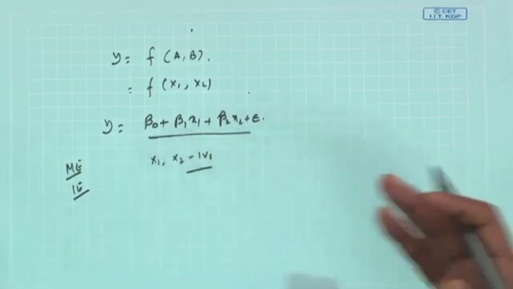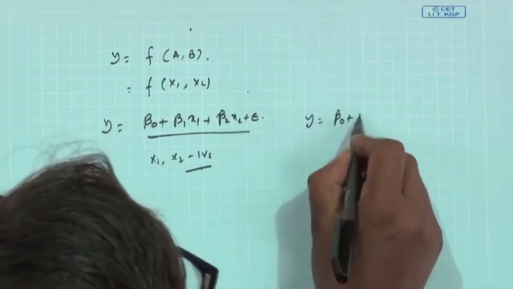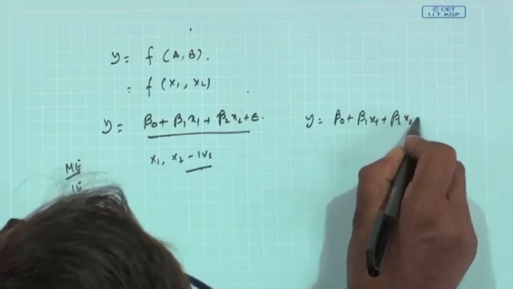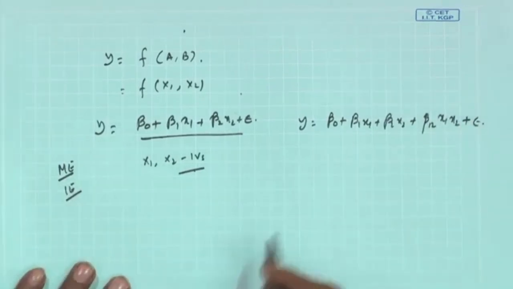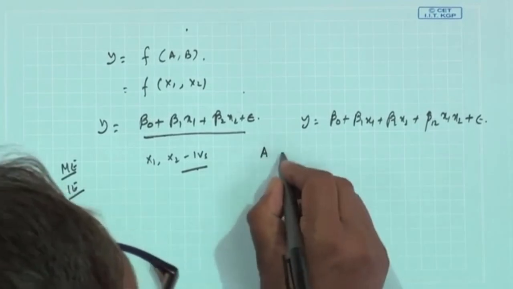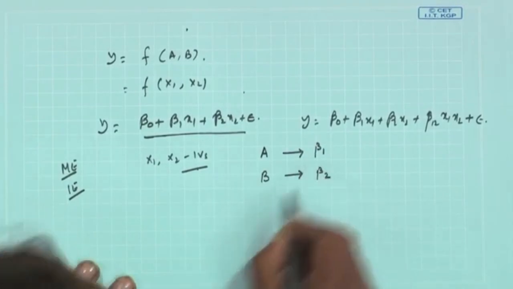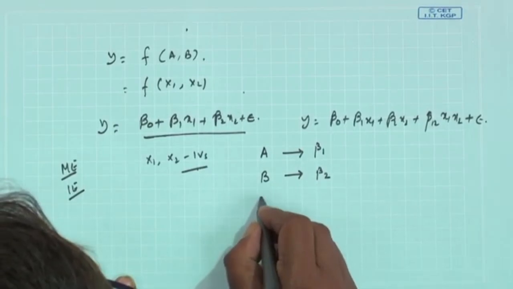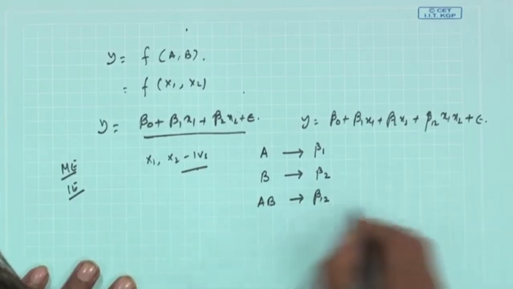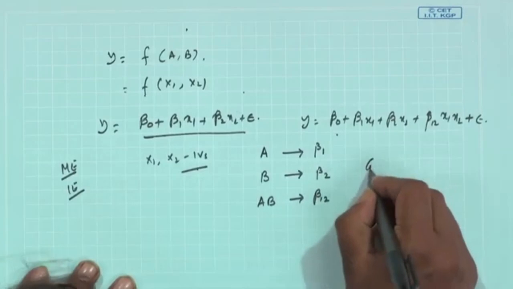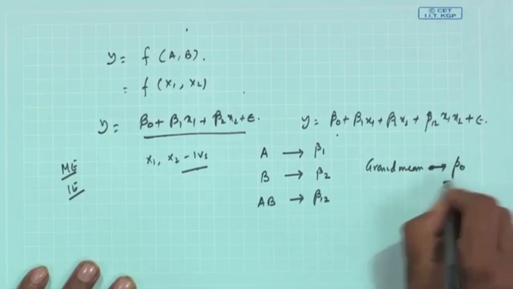But if X1 and X2 have interaction effects, what will happen? This Y will become beta 0 plus beta 1 X1 plus beta 2 X2 plus beta 12 X1 X2 plus epsilon. So, if A is the main effect, then its corresponding regression coefficient is beta 1, B is another main effect, corresponding regression coefficient is beta 2. And then AB is the interaction effect, corresponding regression coefficient is beta 12. Then what is beta 0? Beta 0 is the intercept, this is the grand mean. So, grand mean is actually represented by beta 0.